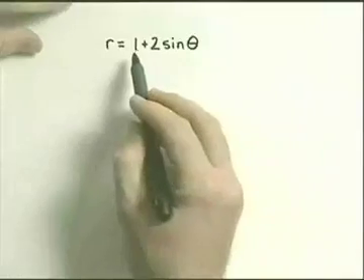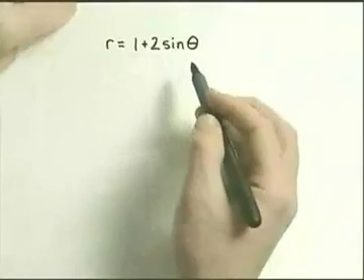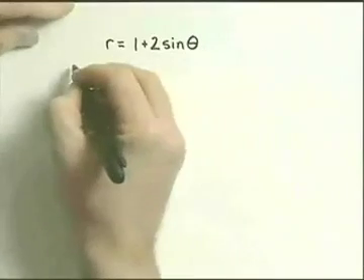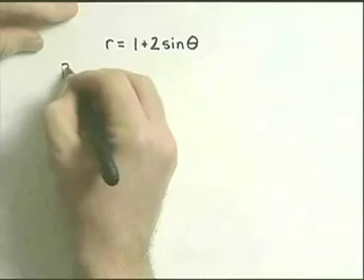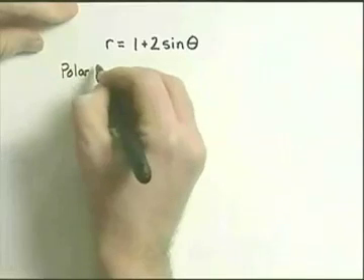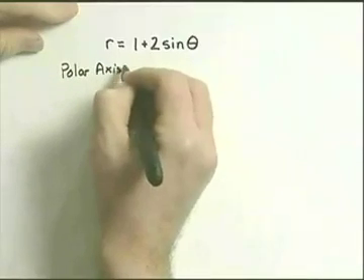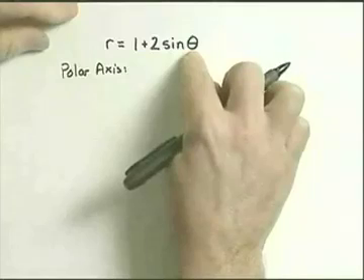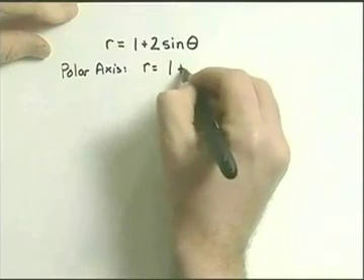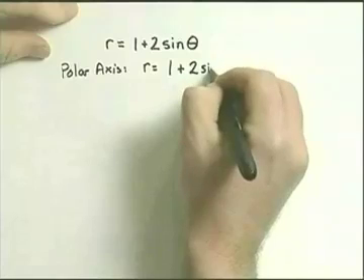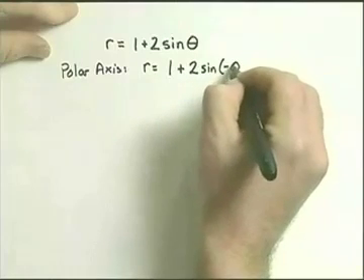We're now going to graph the polar equation r equals 1 plus 2 sine of theta. Once again, the first thing we want to do is check for symmetry. So let's check for symmetry with respect to the polar axis. To do this, we replace theta by negative theta. The result that we get is r equals 1 plus 2 times the sine of negative theta.